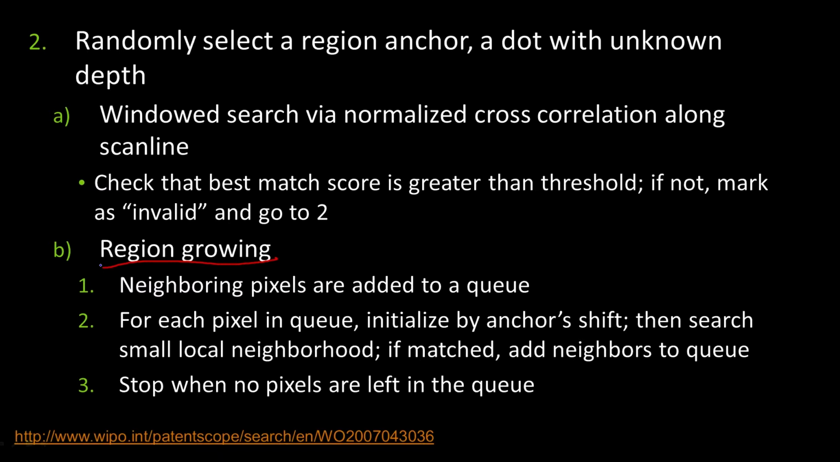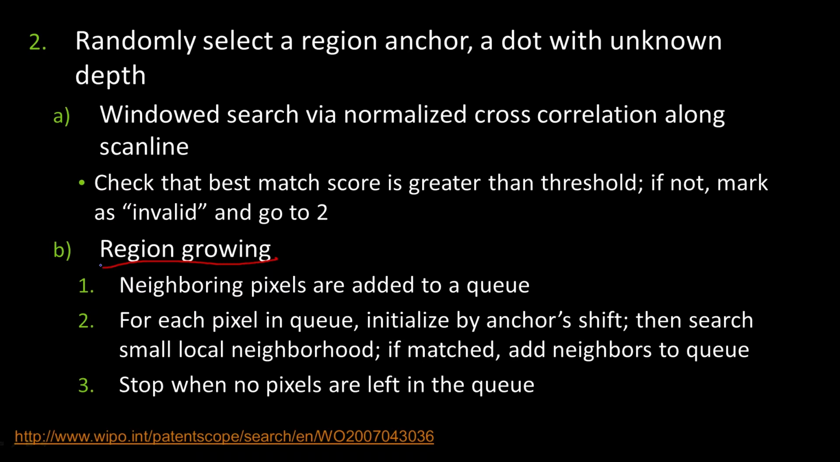Oh yeah, by the way, what am I correlating? I know the pattern I'm projecting. So I've got my little local pattern of what's called pseudo-random speckle points, and I just correlate them around. And so pixels nearby are added to a queue. For each pixel, I initialize its offset, looking for it from the one I just had. I search around a little bit, see if I find a good enough match. If so, I label it as matched with its offset, its disparity, and then I look for its neighbors and I add them to the queue.